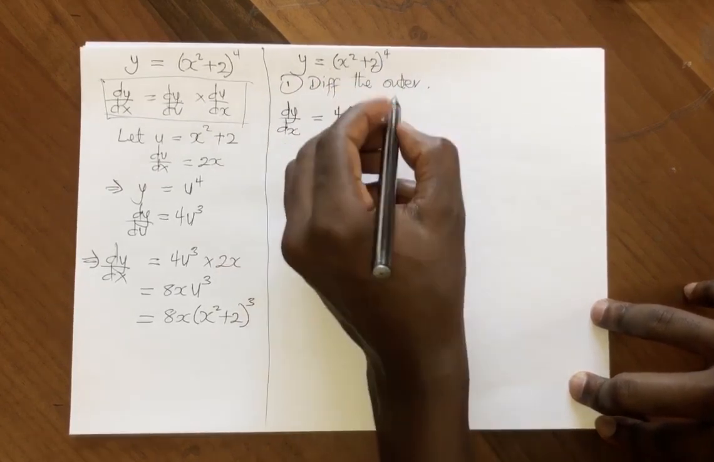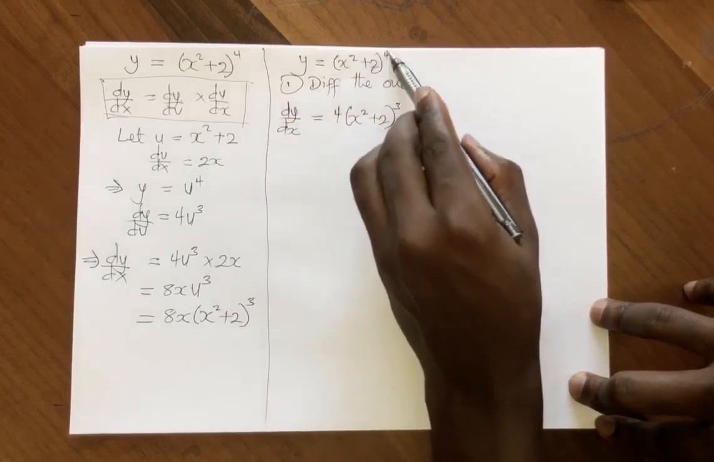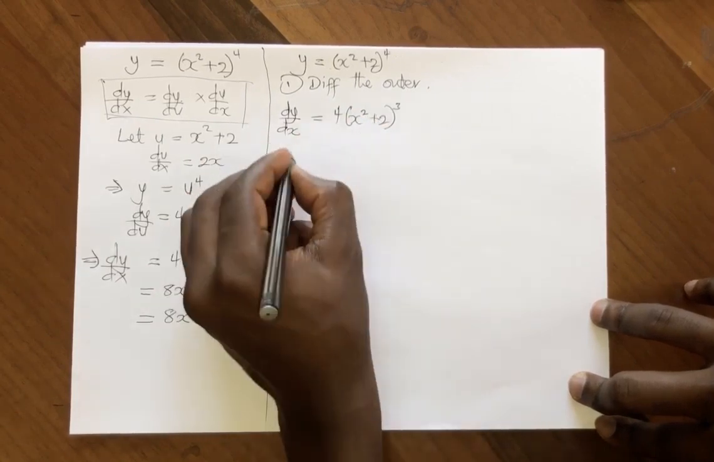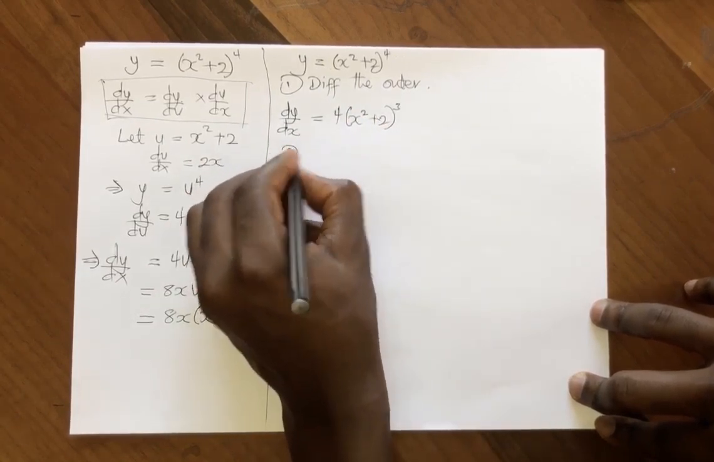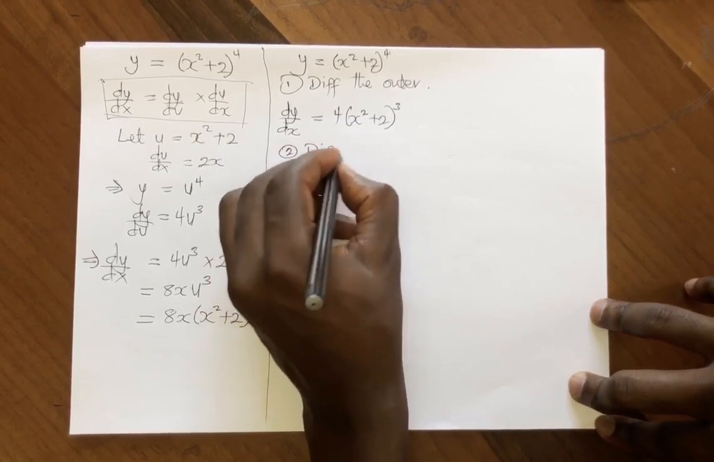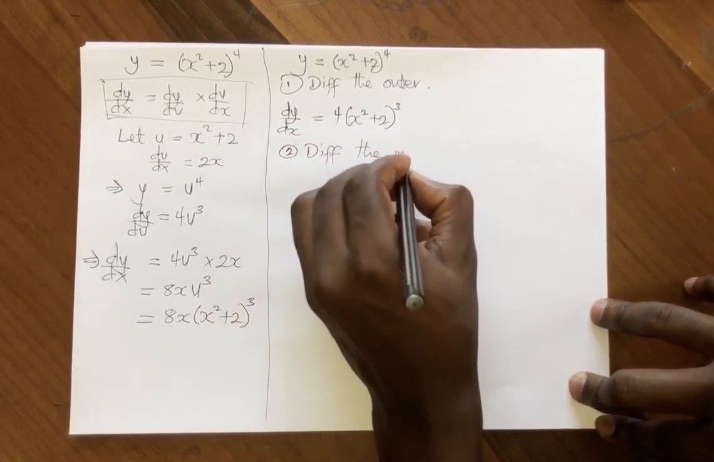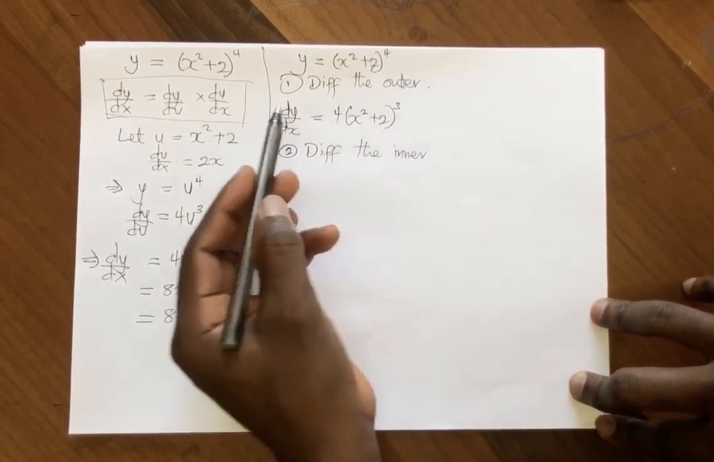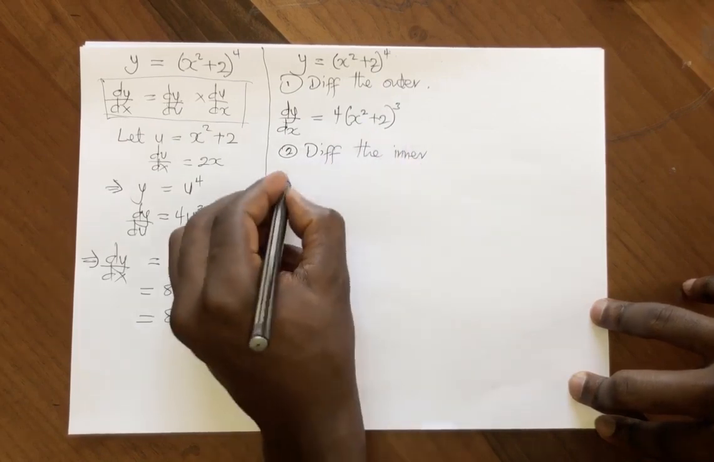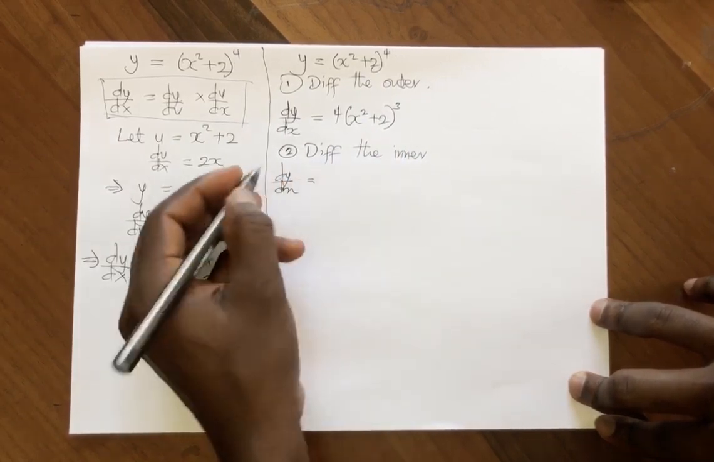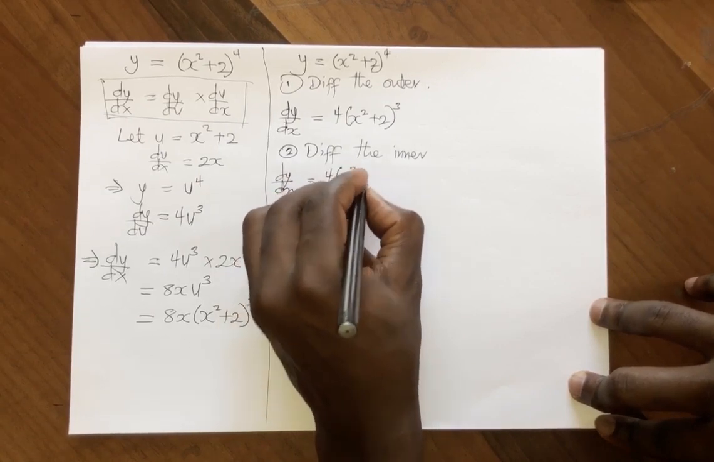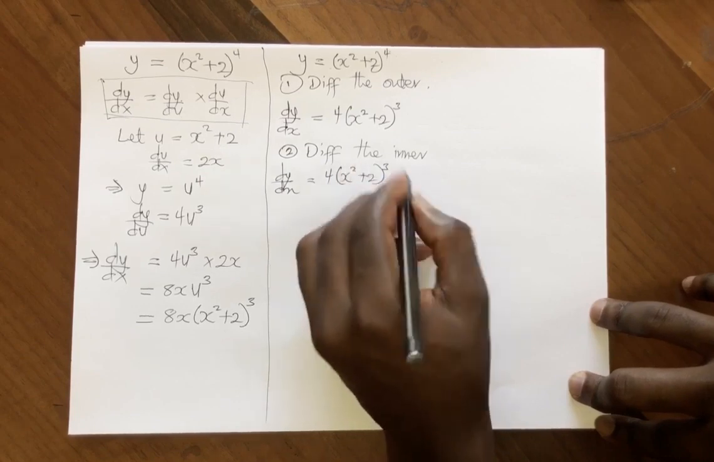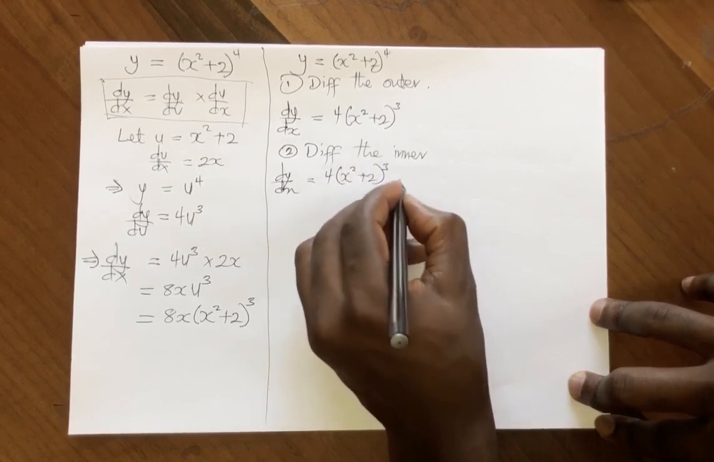Now you subtract 1, the normal differentiation rule, okay? So 4 comes down here, then you subtract 1 from the power. This is what you have. Then the second rule says differentiate the inner, okay? So the first is you differentiate the outer and you get this, and then you go ahead and differentiate the inner, okay? So dy/dx, this is what we have as the outer, okay? So now we are going to differentiate the inner, and then you multiply, okay?